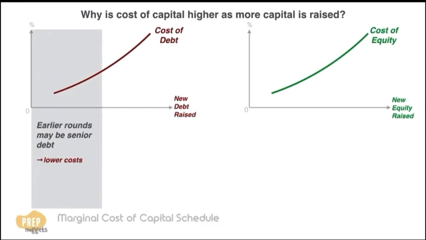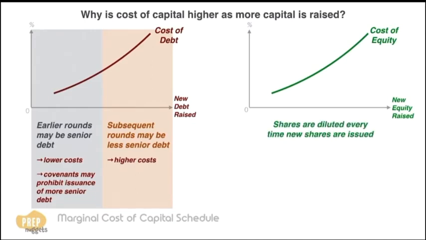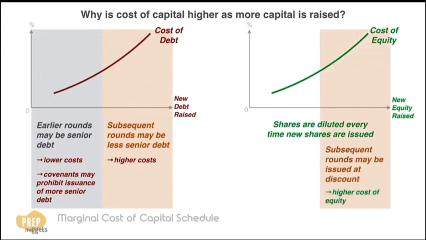The first one is earlier rounds may be senior debt, which is lower cost, and covenants may restrict the issuance of more senior debt. Second, subsequent rounds may be less senior debt, which is higher cost. The second reason is shares are diluted every time new shares are issued, so subsequent rounds may be issued at a discount, which means higher cost of equity.